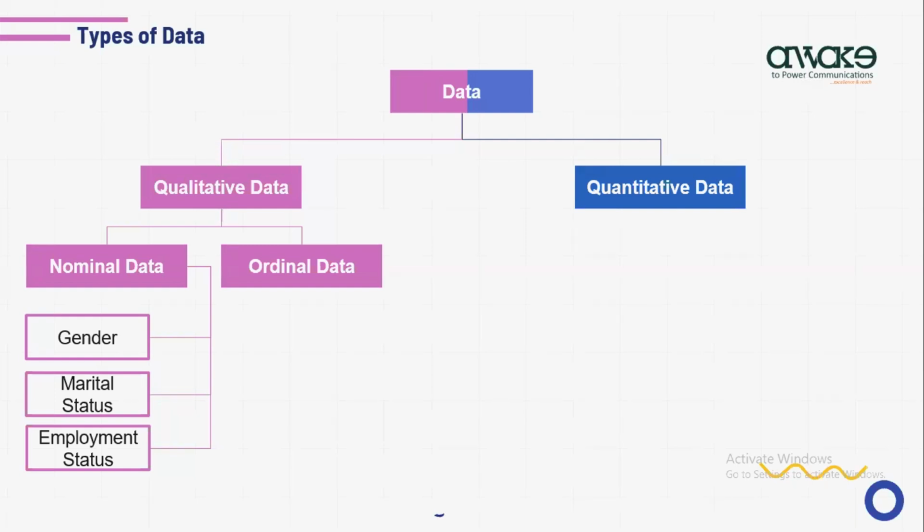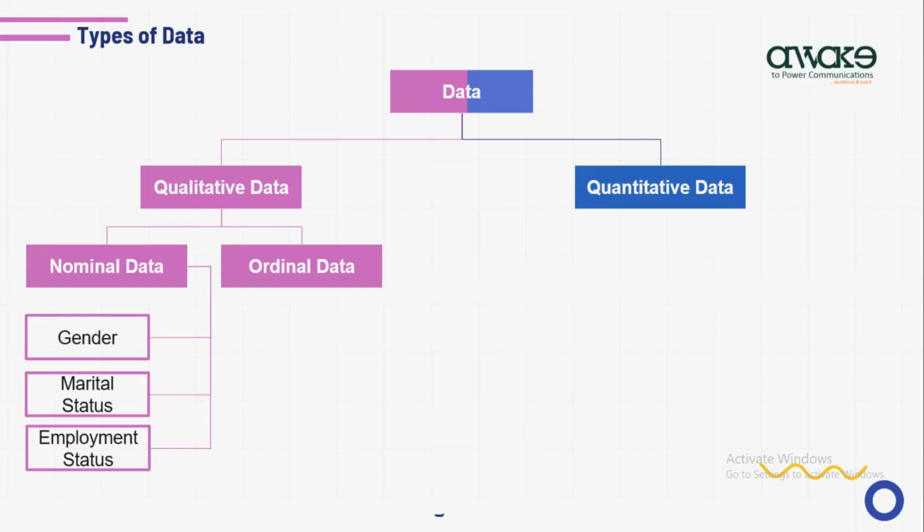But while we look at these examples, we need to know what qualitative data even is. Qualitative data, as the term suggests, is non-numeric. This data describes qualities, it describes characteristics. You can see that the gender of a person, marital status, and employment status describe characteristics or qualities of a person or of a subject.